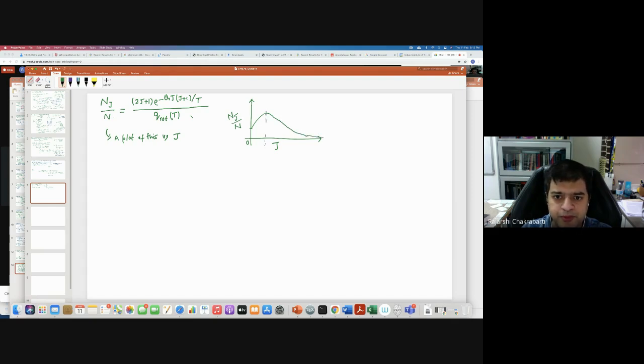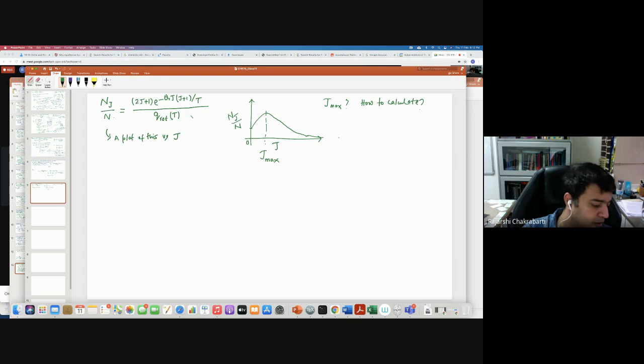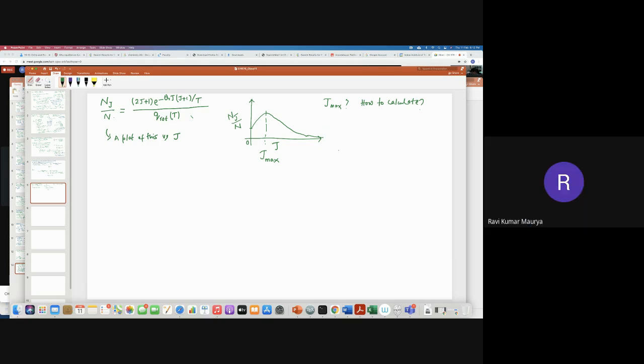But there will be a value of J, which we call J max, for which this ratio is maximum. What is J max? How to calculate? Differentiation. Differentiate with respect to J. It's not very difficult, no? This is a maxima-minima problem, so we can differentiate and then set it equal to 0.